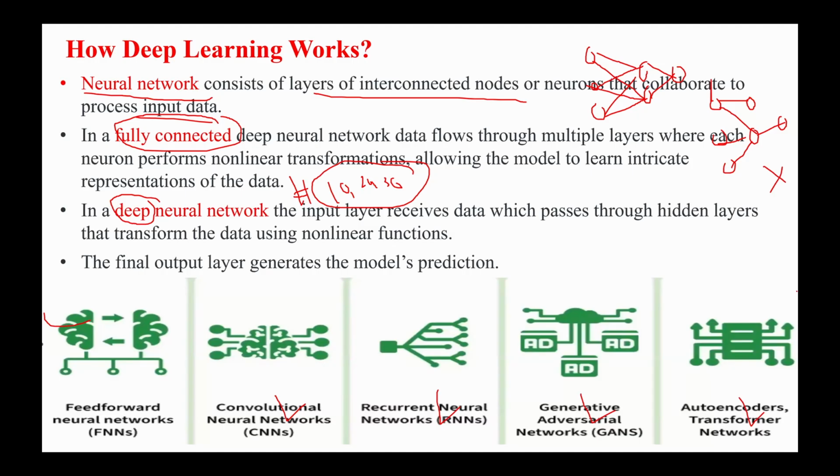Every neural network has its own purpose. Suppose a problem that works in a feed-forward neural network may not work in a CNN. A problem that works in a CNN may not work in an RNN. A problem that works in an RNN may not work in a GAN. And those that work in a GAN may not work in an autoencoder. So every neural network has its own specification. Which neural network works, you have to define on the basis of your problem identification or problem definition.